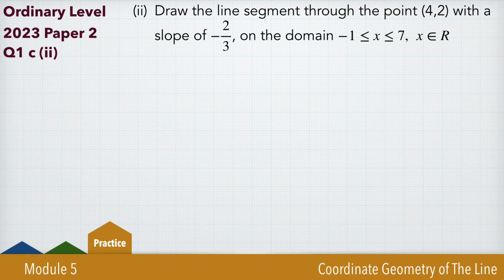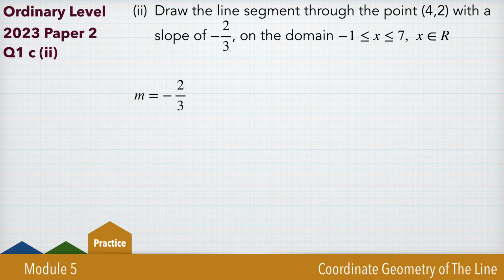In this question, we must draw the line segment that passes through the point 4, 2 and has a slope of -2/3. We are given the domain of the graph as x is greater than and equal to -1 and x is less than and equal to 7. We are given the slope in rational form of -2/3.